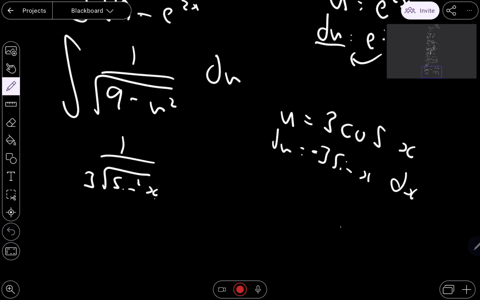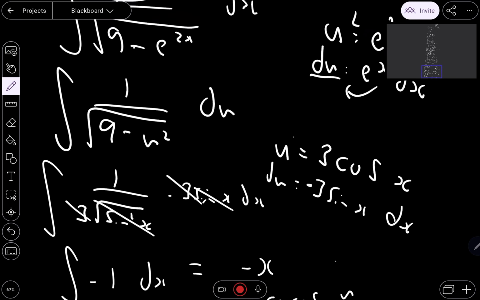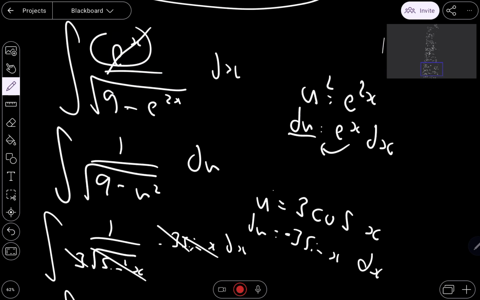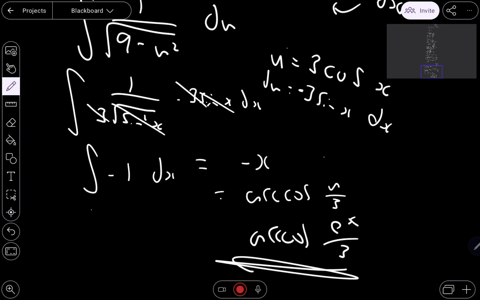Which then, now x is the same as arc cos of u over 3, I believe. And then u itself initially was e to the x. So I think this is arc cos of e to the x over 3. Probably got that wrong. I've also missed a c there.